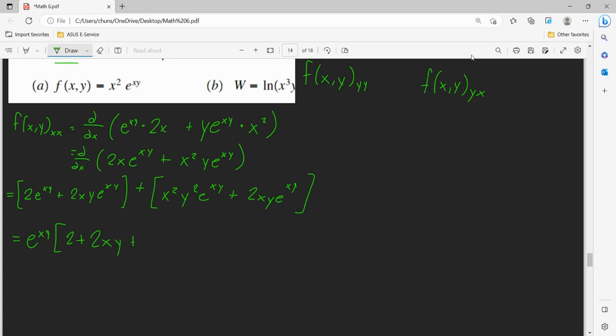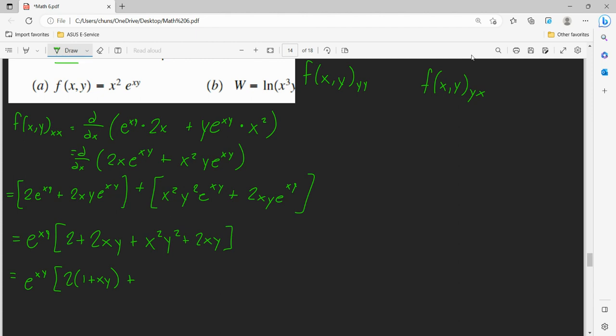And then that's plus x squared y squared plus 2xy. Let's simplify it even more. So I can take a 2 out of these two terms. That's 1 plus xy.